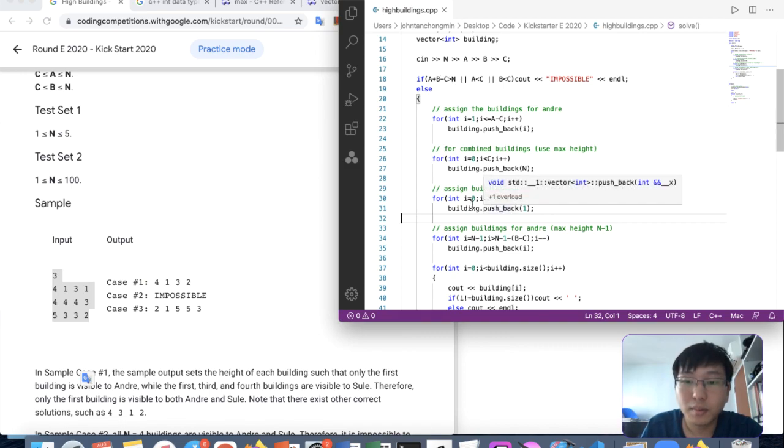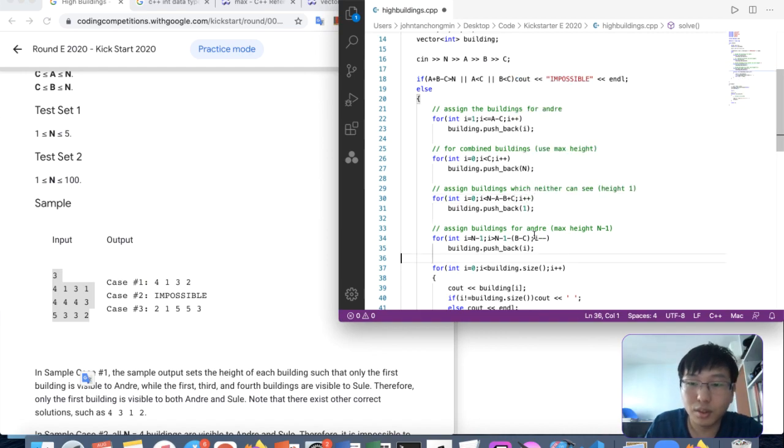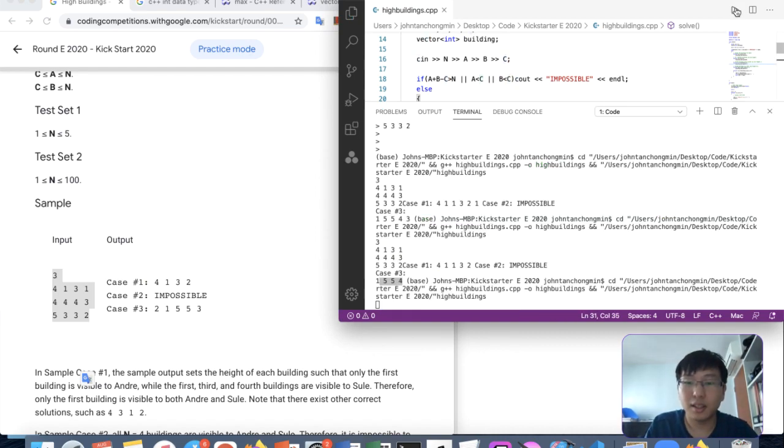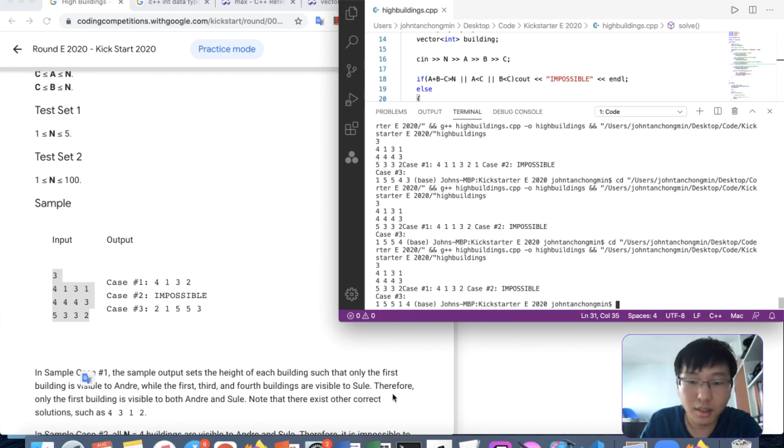So, okay, maybe it's this one. So, you take away what A sees, what B sees, and then the combined one, like that. You add it back in. 15514. So, case one is 4132. That's correct. 15514. So, Andre can see 123. Sue can see 455. That's correct.